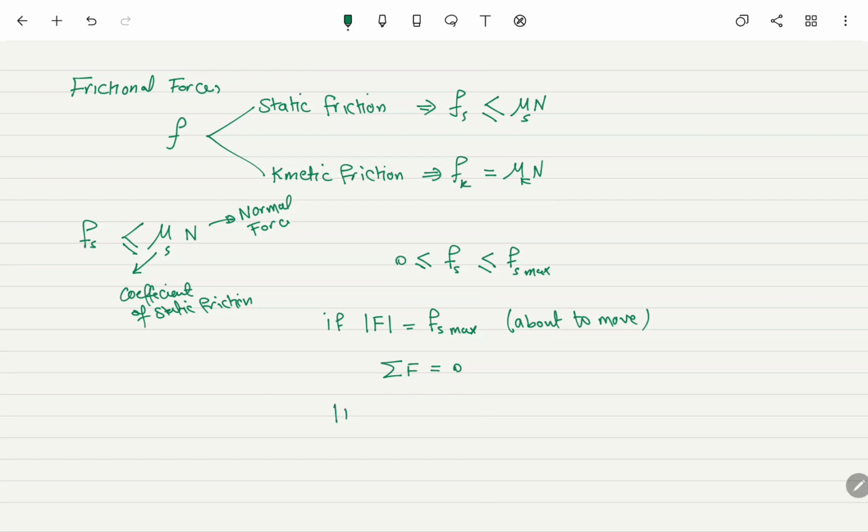Once F becomes greater than Fs max, then in this case the object is moving and the friction force is called kinetic friction. So in this case the object starts moving, and the friction is kinetic friction, which equal to mu k n, and this is Fk.